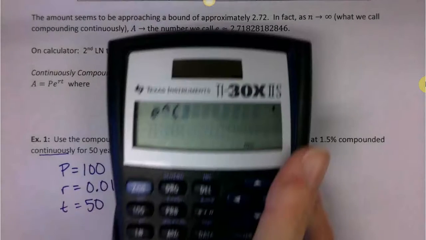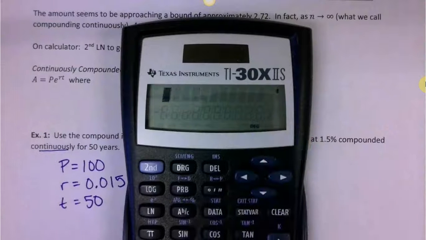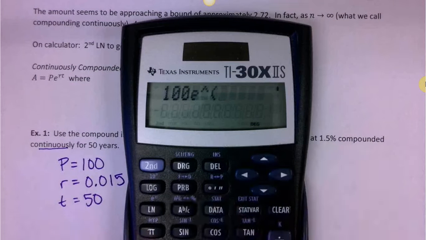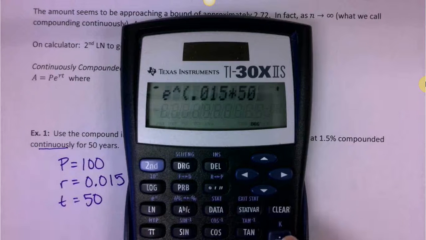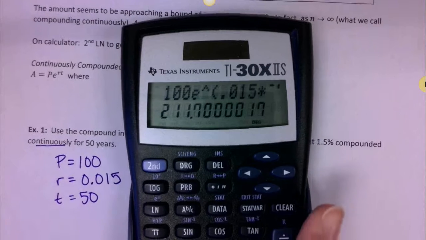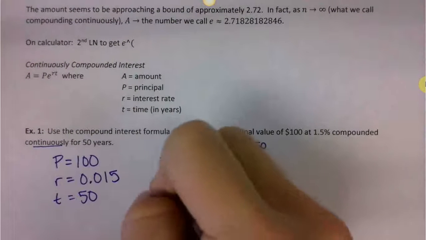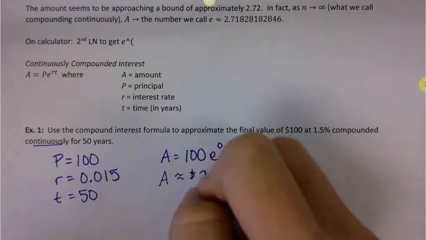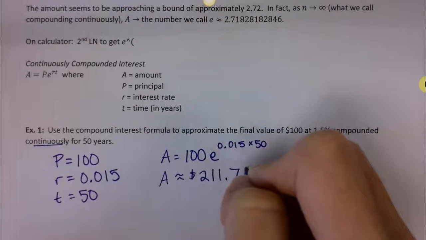So then to get that into my calculator, I'm going to start with the 100, and then I'll hit the second ln to get the e and the exponent, and then I'll plug in the exponent of 0.015 times 50. Close parentheses, hit equals, and we get approximately $211.70.